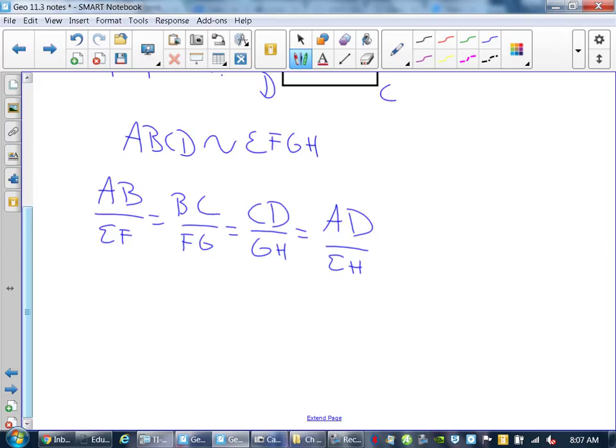Well, one of the things that we learned then was that if you had similar figures, the sides all had the same ratio, and then we also said that the perimeters also had the same ratio.